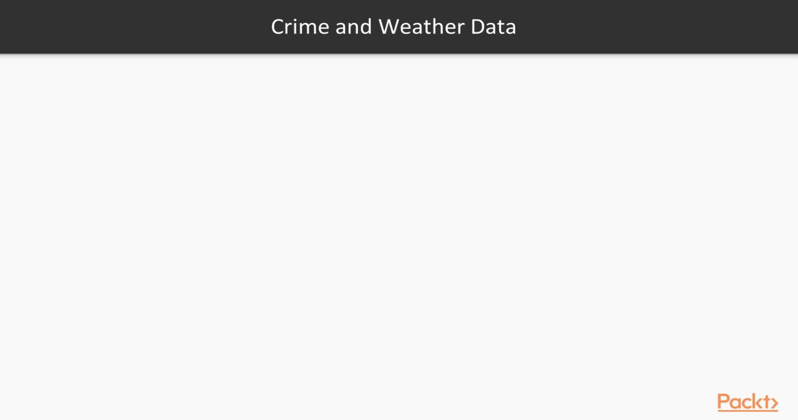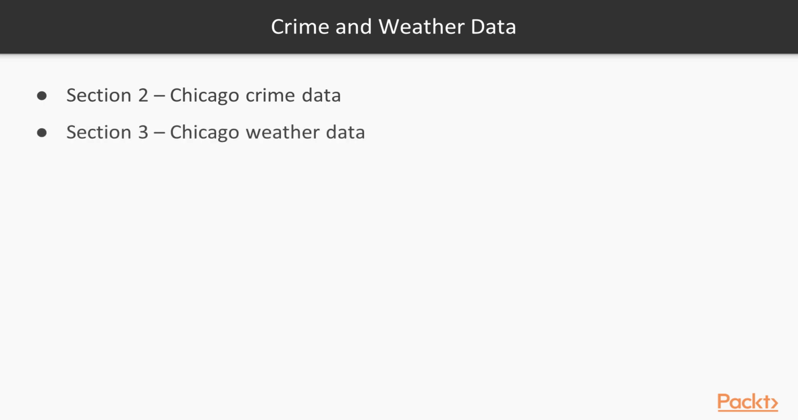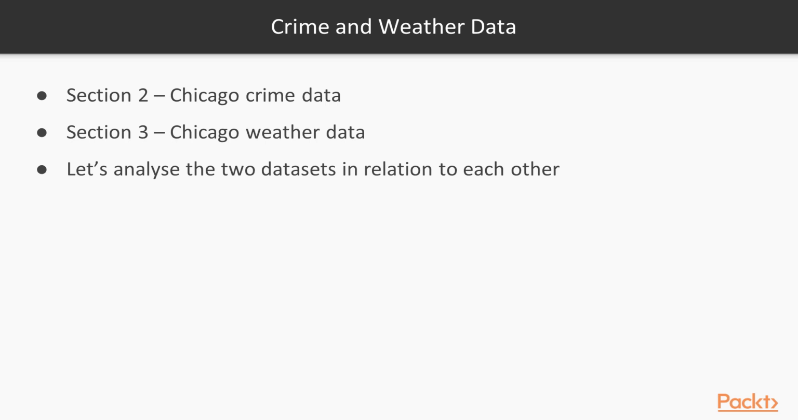Well, we're going to dive into the data sets we've already parsed in the previous sections. So in section 2, we've parsed crime data for Chicago, and in section 3, we've parsed the weather data for Chicago. So in this section, we're going to analyze the two datasets in relation to each other to create an information-dense graphic of our own. So let's get started with the Jupyter Notebook.